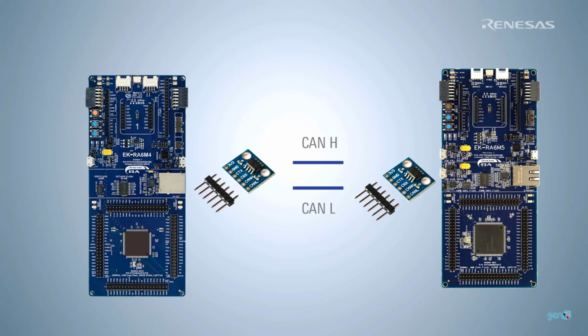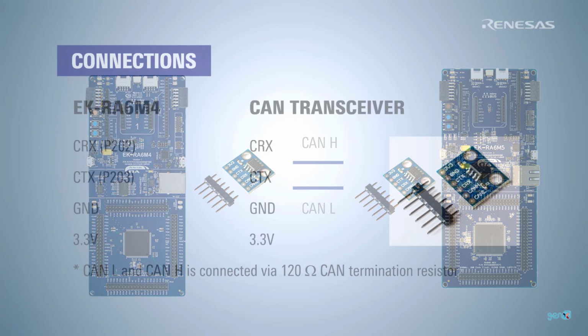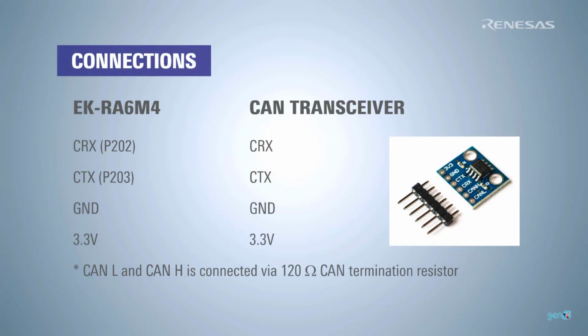In our project's hardware setup, a basic transceiver module is linked to the EK boards using the CTX and CRX pins. Additionally, a 120 ohm resistor between CAN-L and CAN-H serves as termination as per the CAN protocol. A second unit based on EK RA6M5 will be added as the second node in the network. Data will be exchanged between these two EK boards. So let's set up the first node with the EK RA6M4 board.